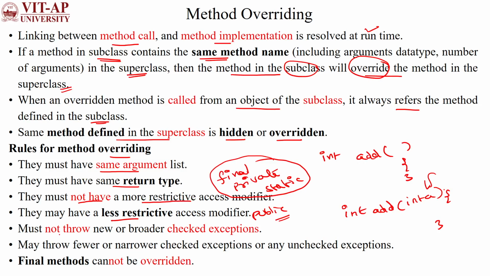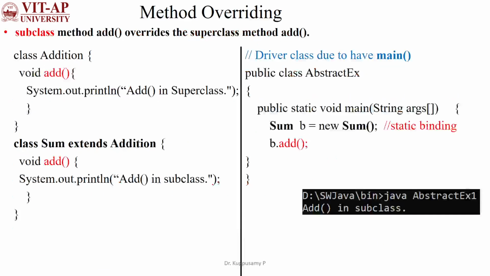And the methods must not throw new or broader checked exceptions. It should throw fewer or narrower checked exceptions or any unchecked exceptions. We will see this in the forthcoming modules. Then final methods also cannot be overridden. That's what we have seen here.